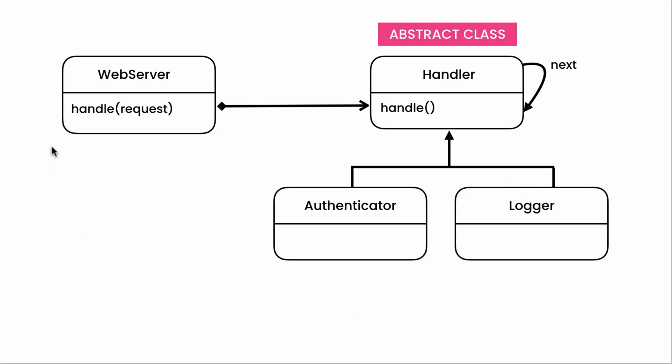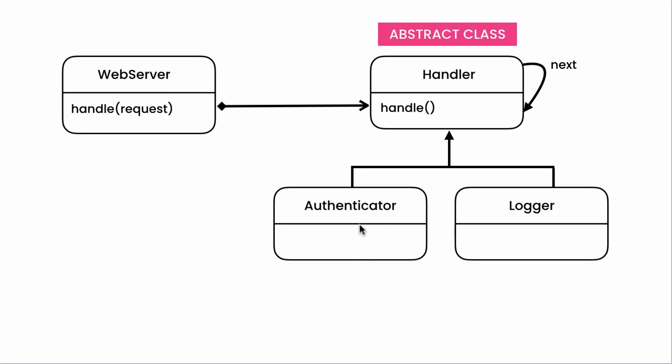And here's our web server. So our web server is going to maintain a reference to the first handler in the chain. In this case, that's going to be our authenticator. But what is interesting here is that our web server is not talking to a concrete handler. It's talking to the handler interface. So it's completely decoupled from this concrete implementation.